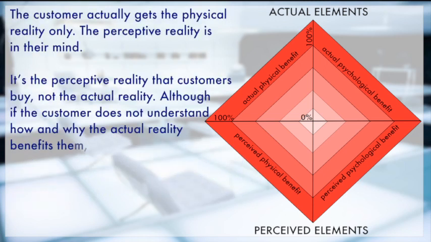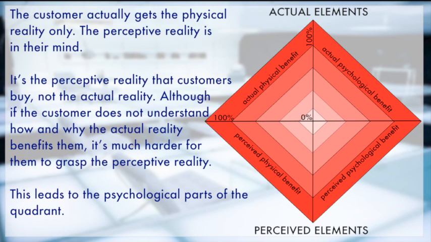The customer actually physically receives the physical reality only. The perceptive reality is in their mind. And it's the perceptive reality that the customers buy, not the actual reality. Although if the customer does not understand how and why the actual reality benefits them, it's much harder for them to grasp the perceptive reality.